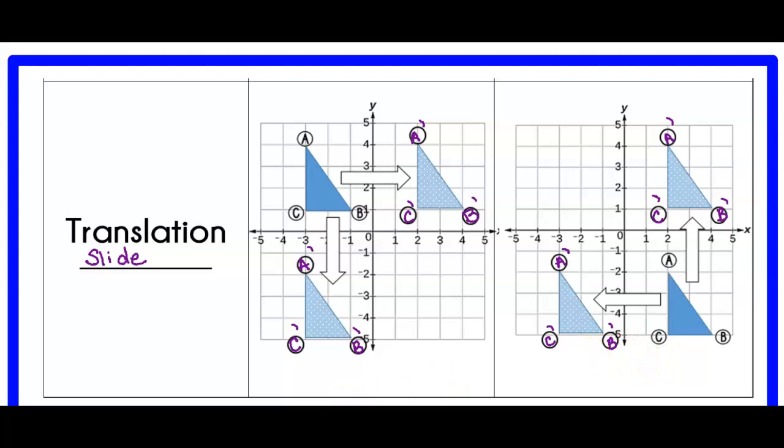So you slide that bad boy over, okay? And then you relabel it with your little apostrophe things, I don't know what you call those, but it just means the image. So the original triangle is your pre-image. After you translate it over, or you slide it over, it becomes the image, okay?